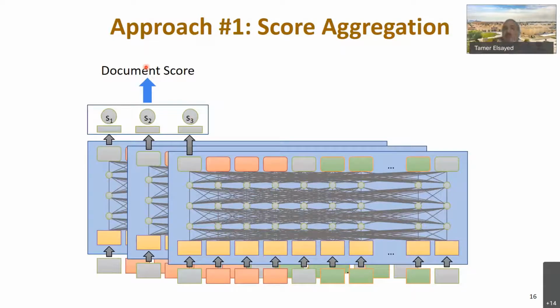Okay, so we'll get a score for each, sorry, not for each document, for each passage, and the document, of course, has multiple passages. Then we have to aggregate those scores, as you see here, to get a final document score.